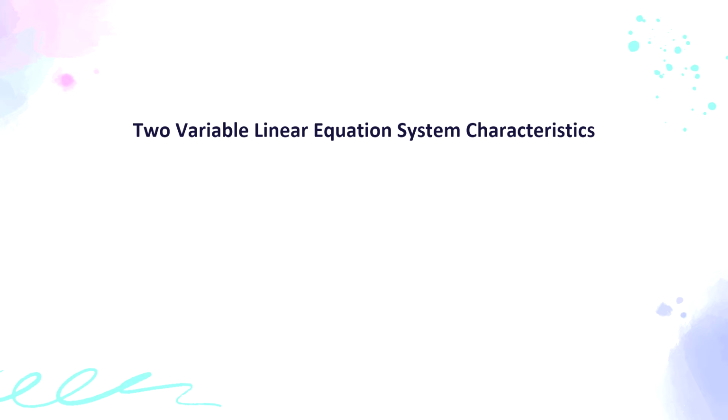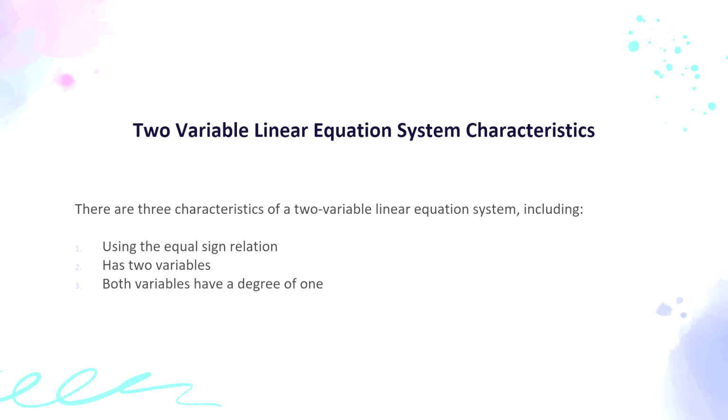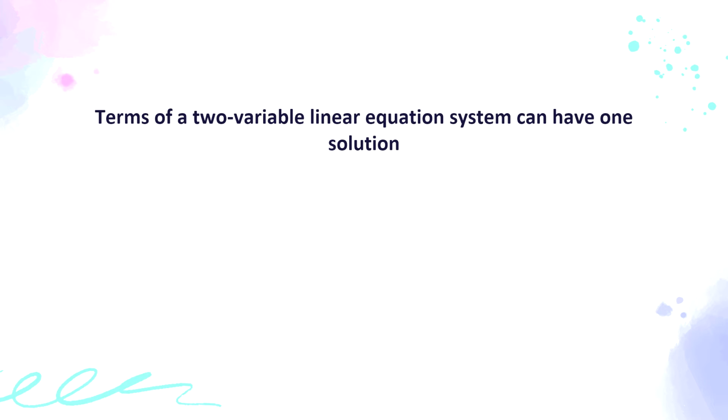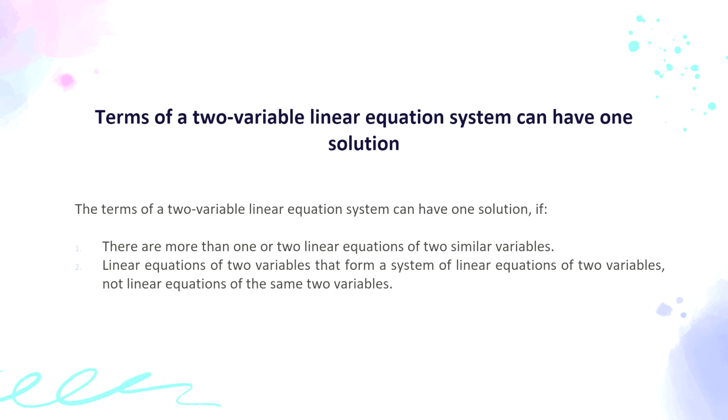Two-variable linear equation system characteristics. There are three characteristics of a two-variable linear equation system. First, using the equal sign relation. Second, it has two variables. And third, both variables have a degree of 1. A two-variable linear equation system can have one solution if there are two linear equations of two similar variables, and the linear equations of two variables that form the system are not the same.